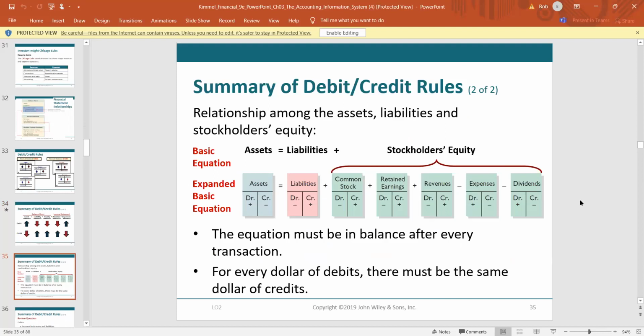And they're giving you another grid that might be helpful to you with this expanded look. Assets equal liabilities plus equity. And equity has these 4 or 5 things under its umbrella: common stock, retained earnings, revenues and expenses, also called net income, and the dividends. And it must be in balance, huh?